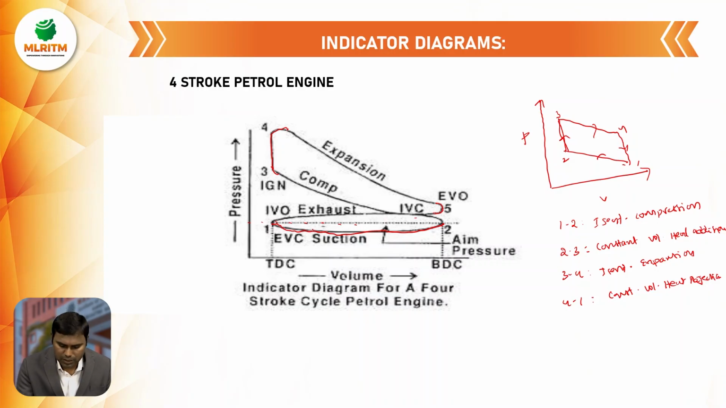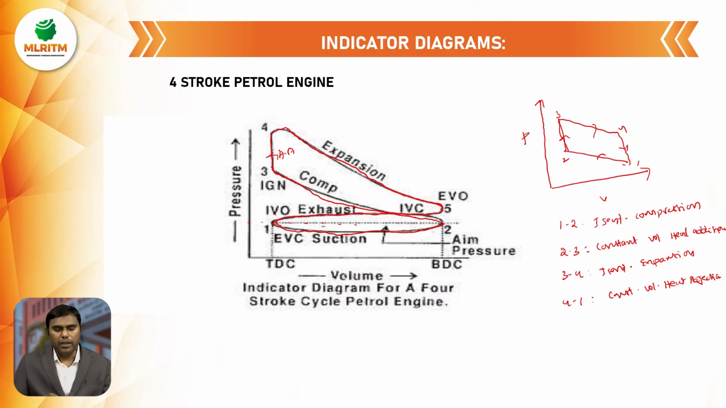After completion of the suction stroke, this is called the compression stroke. So this is suction and this is compression. Next, this is heat addition. Heat addition takes place in a constant volume process, and it happens in a fraction of a second. Then after completion of the heat addition process, these gases expand in the expansion stroke, and this is called the exhaust stroke.